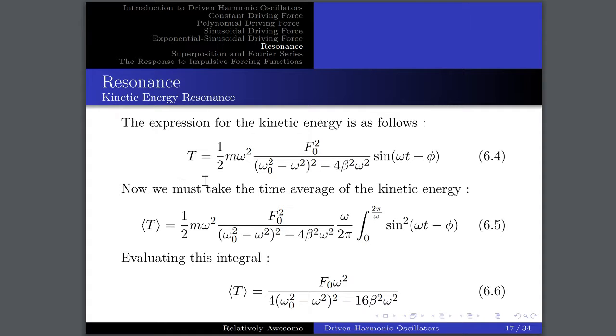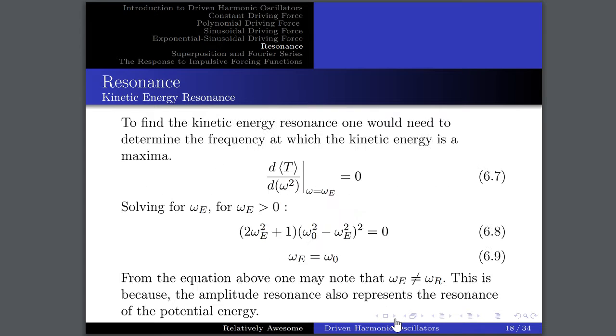And now, to find the kinetic energy resonance, we must take the average kinetic energy. To do this, we will take the time average and integrate from 0 to 2 pi over omega of t, and then divide by 2 pi over omega. Evaluating this integral, we obtain the following.